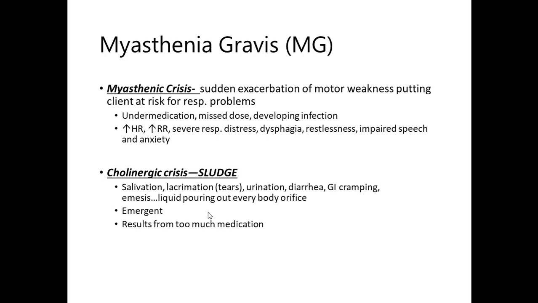A cholinergic crisis is basically SLUDGE. There's too much medication. There's going to be too much drool, like salivation or drooling. They're going to be tearful. They're going to be peeing a lot, diarrhea, GI cramping, emesis. Basically, they're going to have liquids coming out of every hole. And it is an emergency situation.